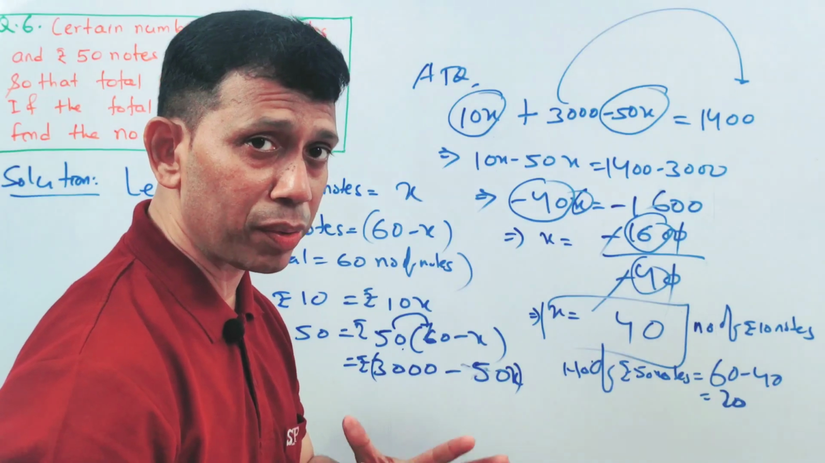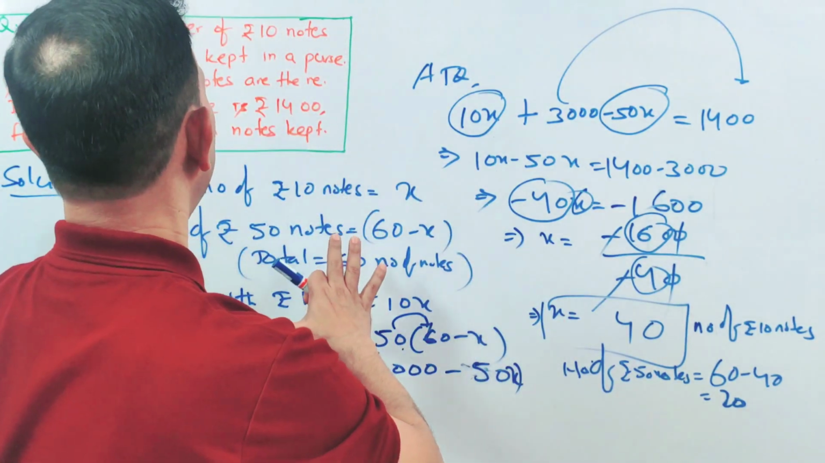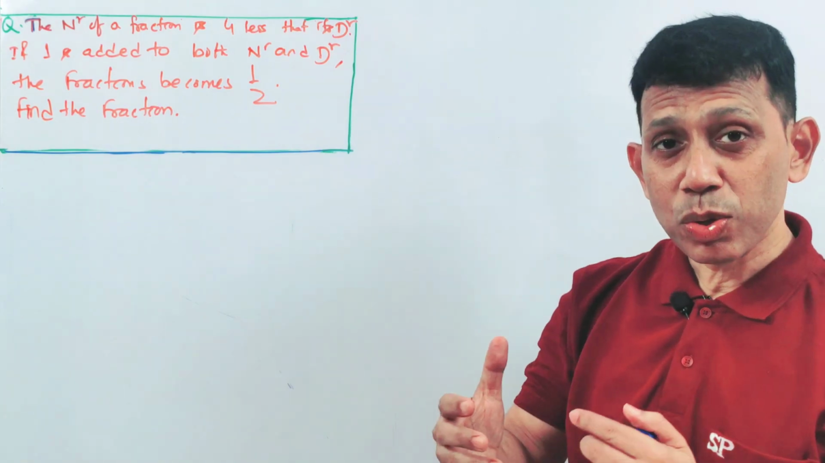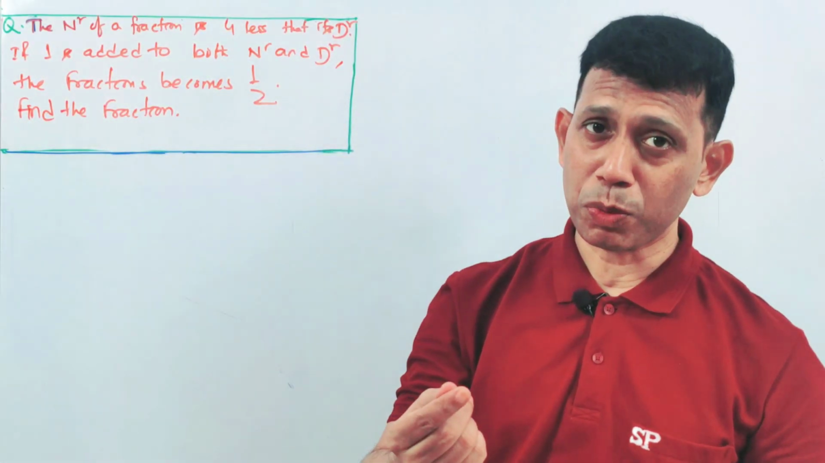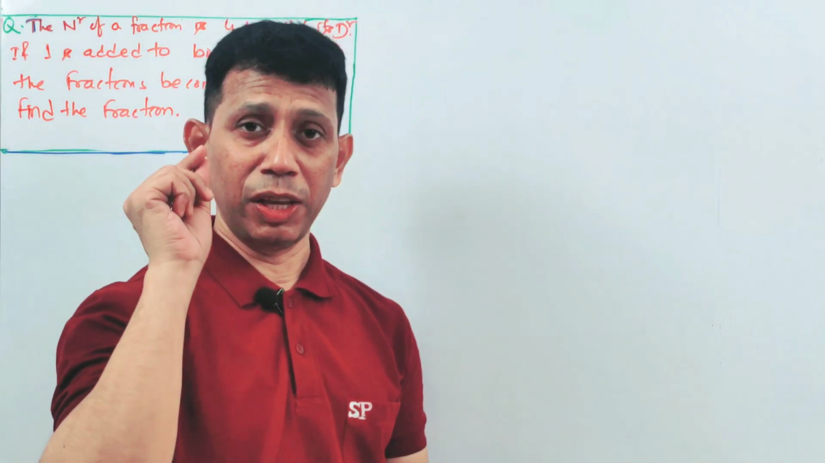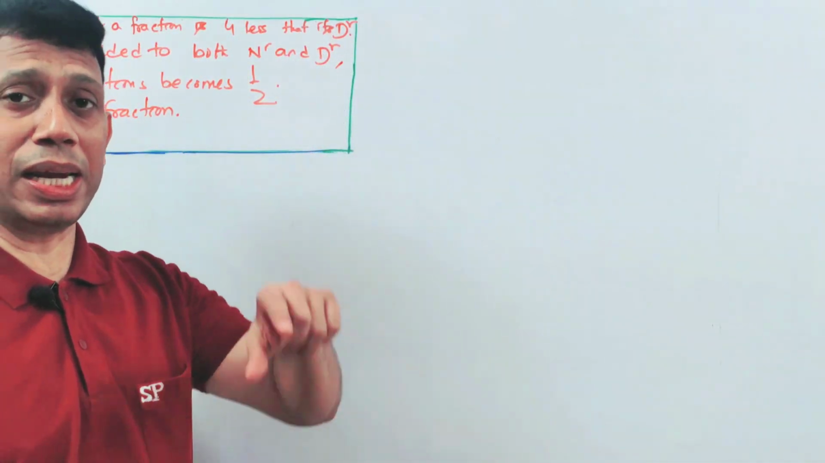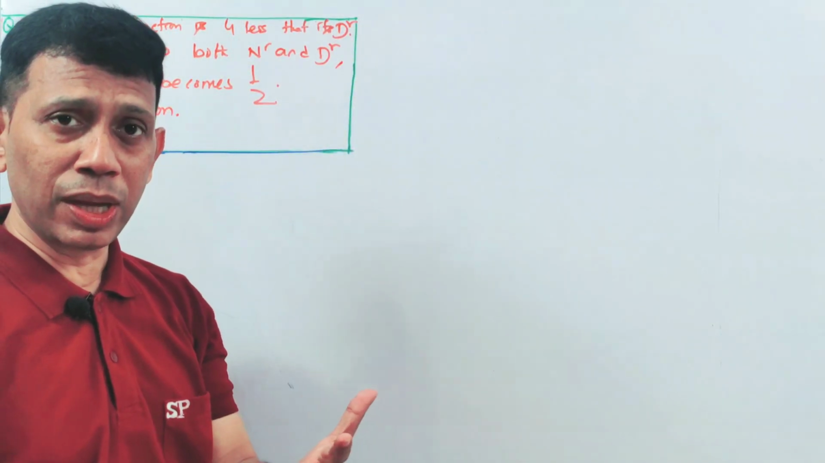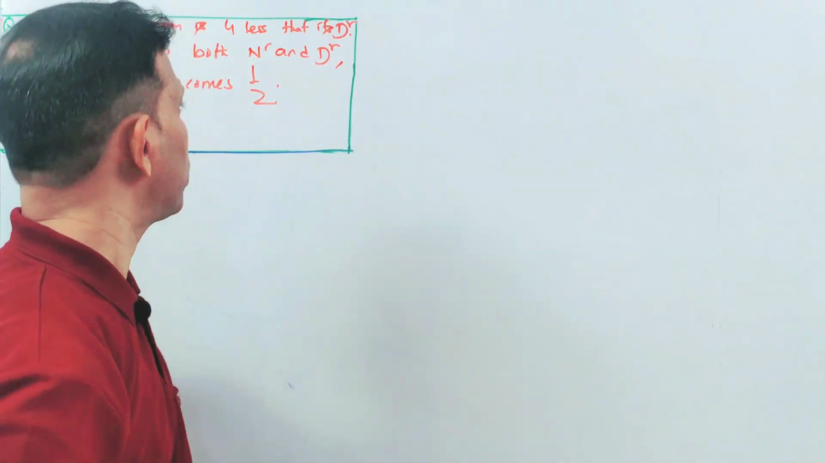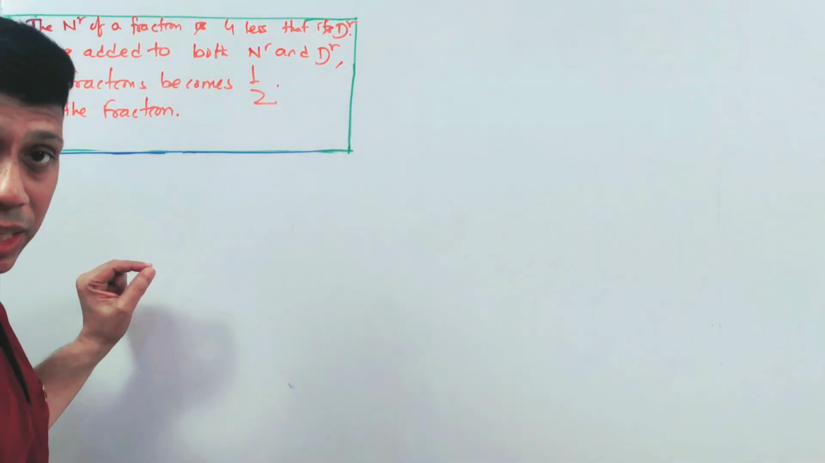So 400 plus 1000 will be 1400. Got it? So our next question is ready, and this question is again a different type of question. This question is about fractions. And if we talk about fractions, then definitely numerator and denominator will come, and the comparison between the numerator and the denominator.